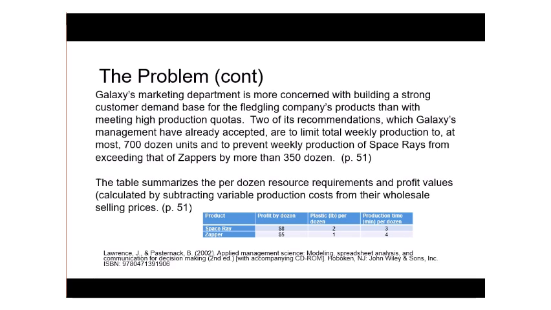The table shown on the slide summarizes the per dozen resource requirements and profit values. And those profit values are essentially calculated by subtracting production costs from the wholesale selling price. Now you can kind of see how it's easy to be overwhelmed by a word problem. Now using the elephant metaphor, let's begin eating it one bite at a time.